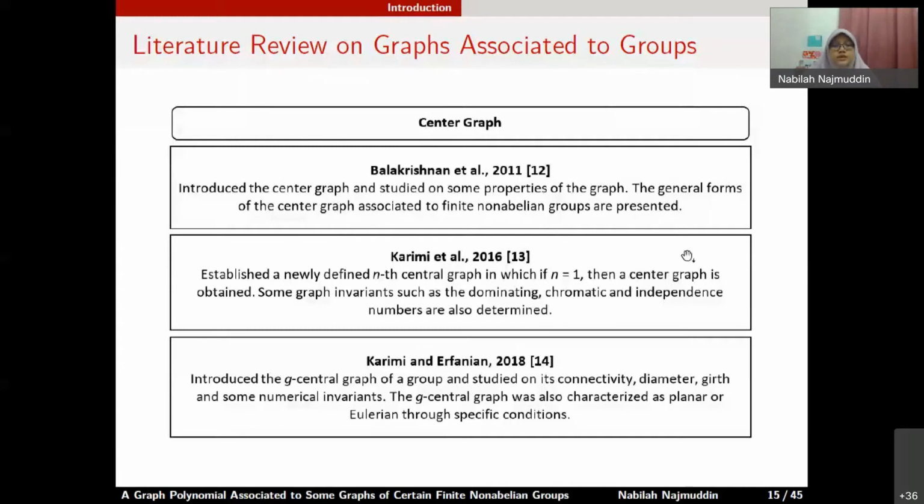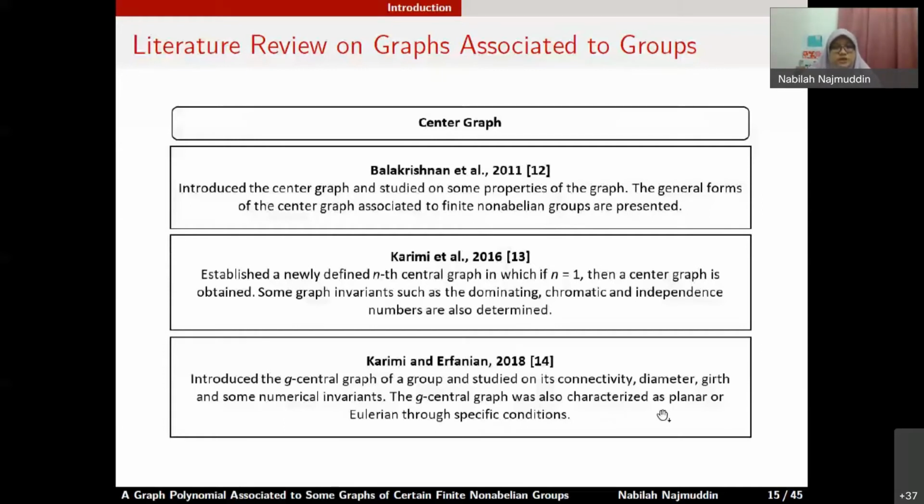Some graph invariants, such as dominating, chromatic, and independence number, are also determined in this paper. And recently, the latest graph related to the center of the group is the G-central graph, where Karimi and Efania studied its connectivity, diameter, and girth, all these are graph properties. And the G-central graph was also characterized as planar or Eulerian through specific conditions.